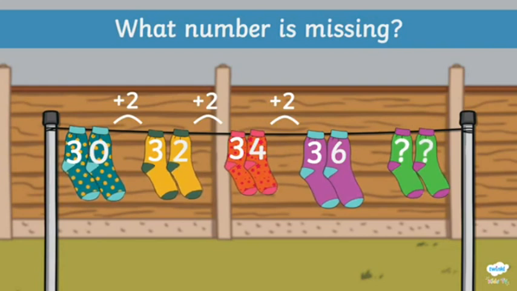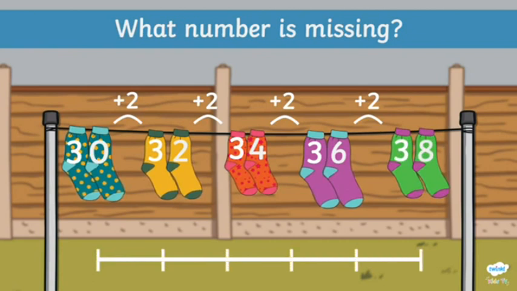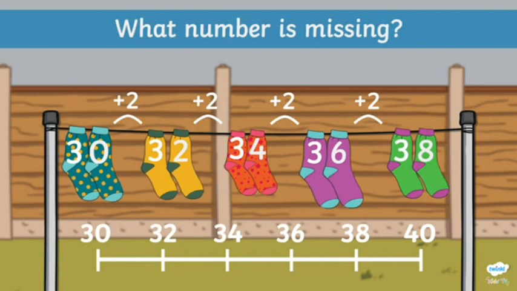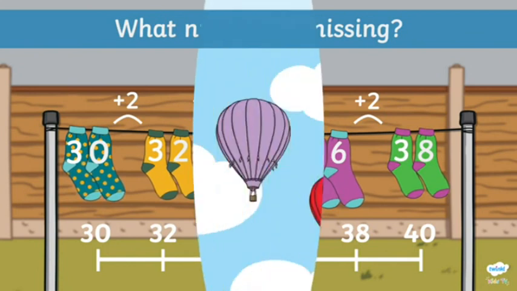We have one final number to work out. We know that the numbers are going up in twos. Therefore, we need to add 2 to 36. 36 add 2 equals 38. Shall we check our number line to see if this is correct? 30, 32, 34, 36, 38, 40. It's correct! We have one last problem to solve.